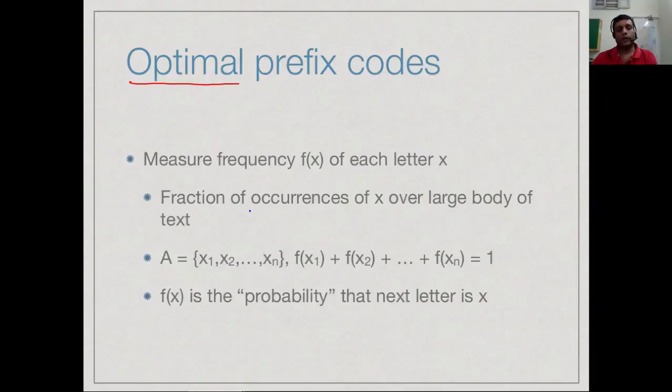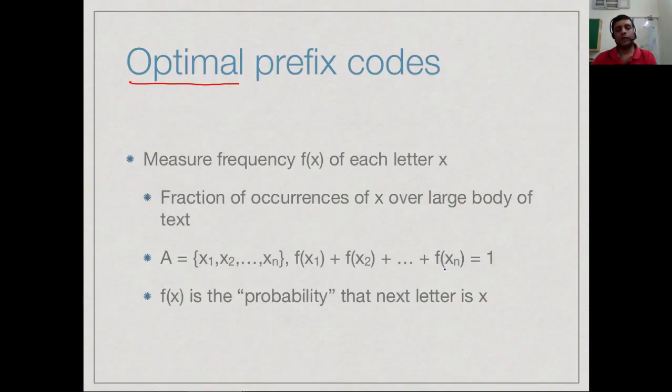So you take a large body of text in a particular language, and then you count the number of A's, B's, C's, D's, and E's, and then you just look up the fraction out of the total number of letters across all this text. How many are E's? How many are B's? How many are C's? So this is a kind of statistical estimate of the average frequency. This frequency will be a fraction. What fraction of the letters over a large body of text will be E's? What fraction will be C's?